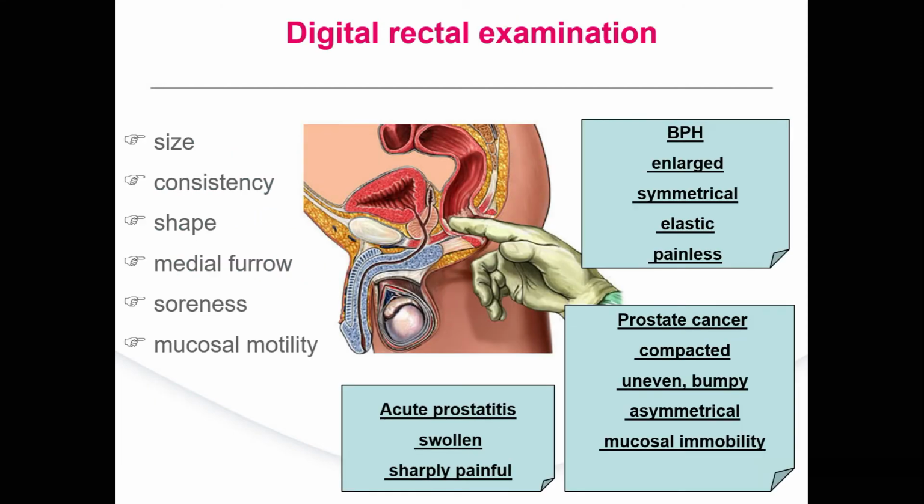The digital rectal examination helps us to evaluate the size of the prostate, its consistency, its shape, medial furrow, soreness, and mucosal motility. So in BPH, the prostate is enlarged, symmetrical, elastic, and painless. Prostate cancer shows us, on digital rectal examination, a compacted, uneven, bumpy, asymmetrical prostate with mucosal immobility. And acute prostatitis shows us swelling of the prostate gland and sharp painfulness on palpation of the prostate.